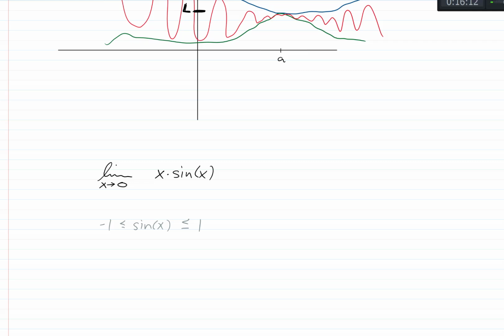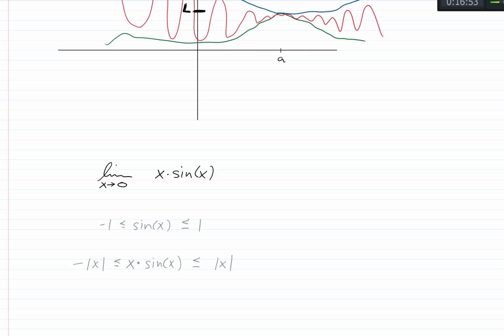So that means that x times the sine of x is always between x times -1 and x times +1. So in other words, because I have to be careful about positives or negatives, I could say this. It's always between the absolute value of x and the negative absolute value of x.